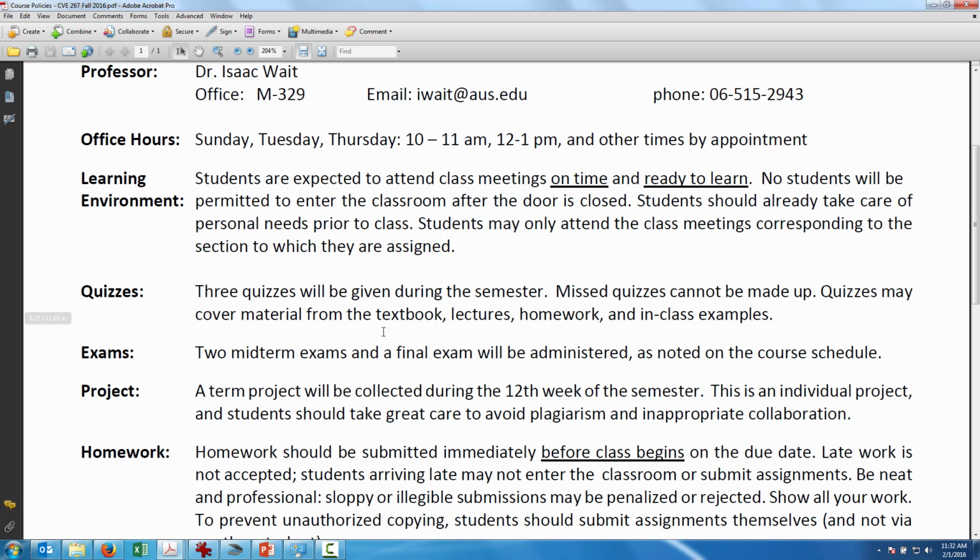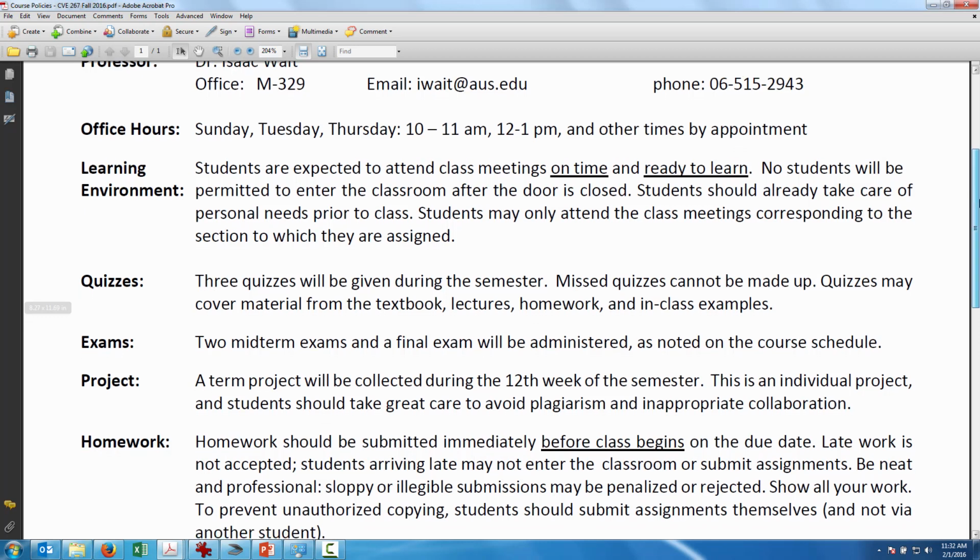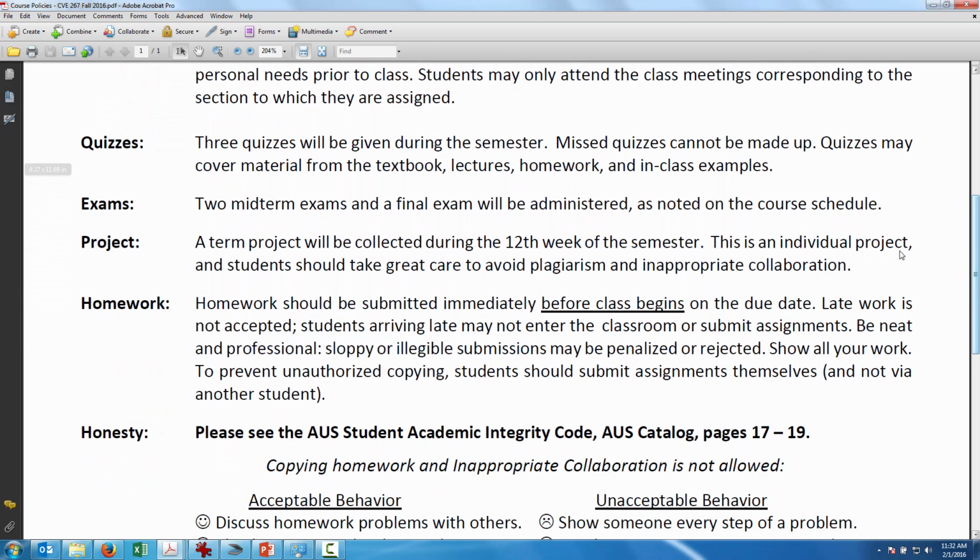We'll have 2 midterm exams and the final exam, a term project that I'll give you more details on in the future. For homework submissions, that will be collected before class begins. And so as you come into the classroom, you'll set it on a table that's at the front of the classroom. I don't accept late homework. So if you arrive a few minutes late and the door is closed, you're not allowed to submit your homework assignment.